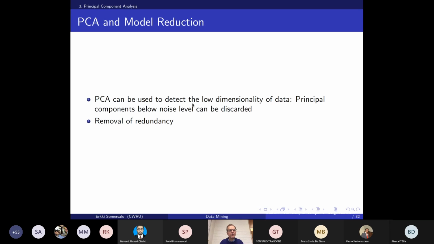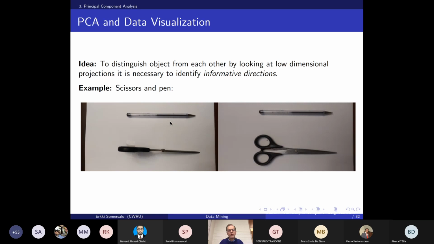So this PCA gives me a way to detect low dimensionality of the data. You're just looking at the singular values, and if you see that the singular values at some point drop dramatically, you say, okay, let's cut there, and we can assume rather safely that the singular values above the cut threshold are the singular values that contain the pertinent information of my data. So we can use this PCA to detect low dimensionality of the data, and we can use it to remove redundancy in our data. We are going to look at an example soon.